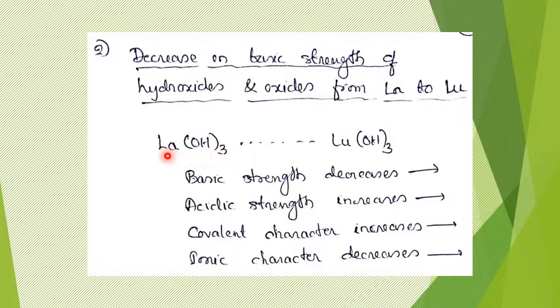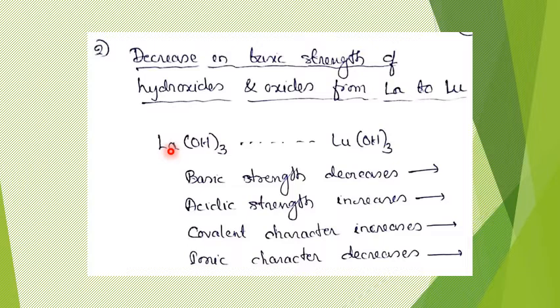So when you move from, say, lanthanum hydroxide to lutetium hydroxide, lanthanum hydroxide, because of the hydroxide group, can act as a base in aqueous solution. If we move from lanthanum hydroxide to lutetium hydroxide, the basic strength is found to be decreasing. So lutetium hydroxide is the least basic among these lanthanoids, and lanthanum hydroxide you can consider to be the most basic, right?